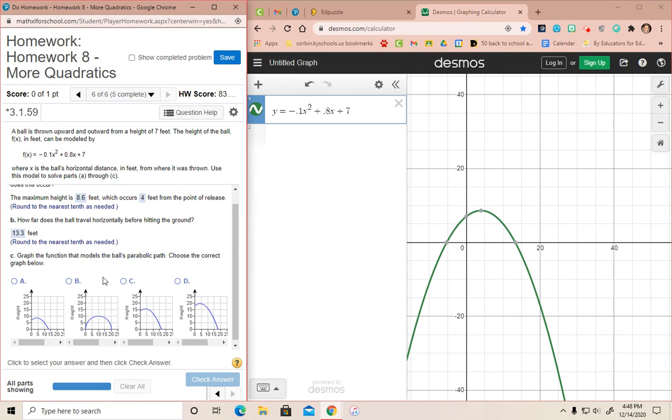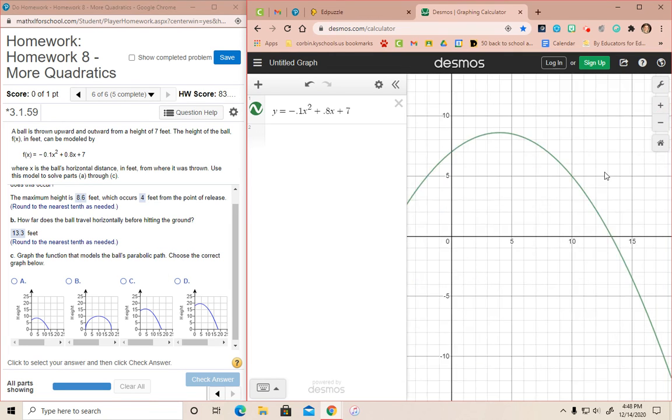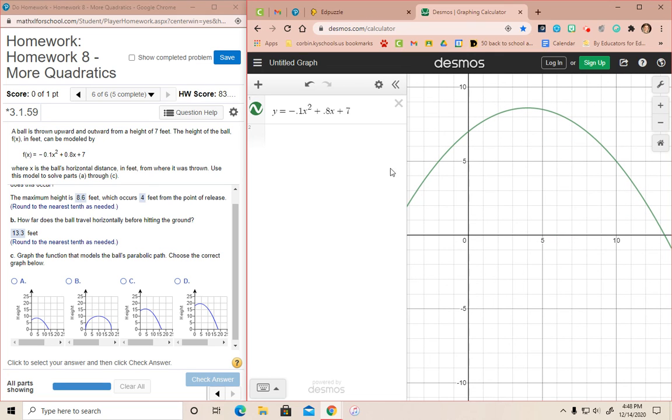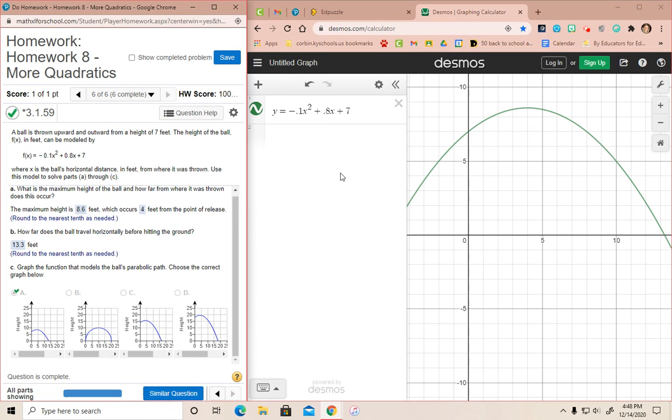And then it wants to know which graph matches the function. And so you can kind of look, you can zoom in even farther if you want to and see the smaller values on your axes. And so it's hitting somewhere between 5 and 10, and that tells us that it is A. Okay? And that's it.